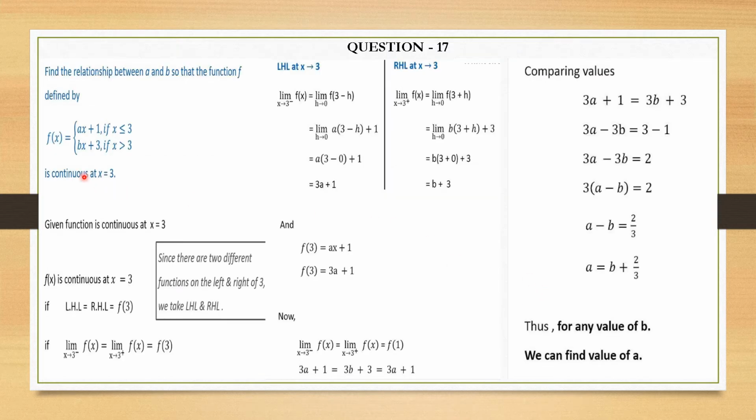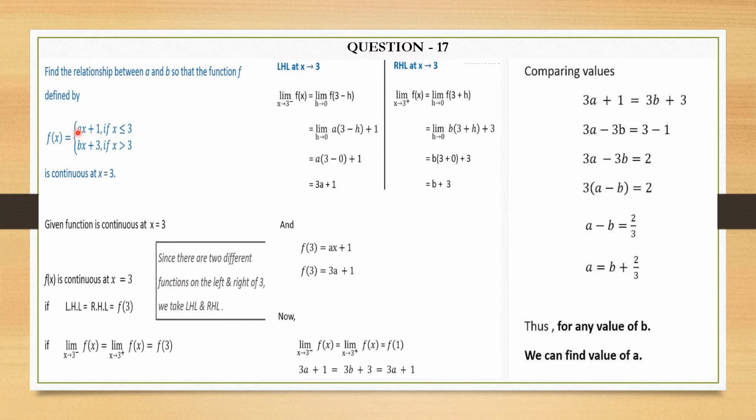Number 17. Find the relationship between a and b so that the function defined by this is continuous at 3. ax plus 1 when x is less than or equal to 3, bx plus 3 when x is greater than 3. As it is given, I have not discussed the continuity. So as the function is behaving continuous at x equal to 3, that means LHL at 3, RHL at 3 and f of 3 all are equal. So I just evaluate the limits. Simply this one by putting x as 3 minus h, so that h approaches 0, f of 3 minus h.